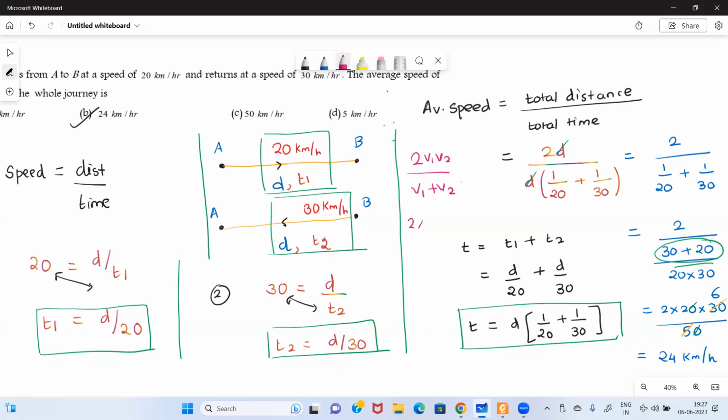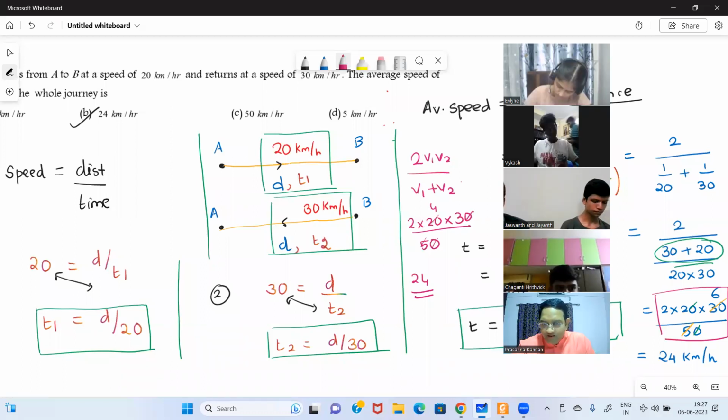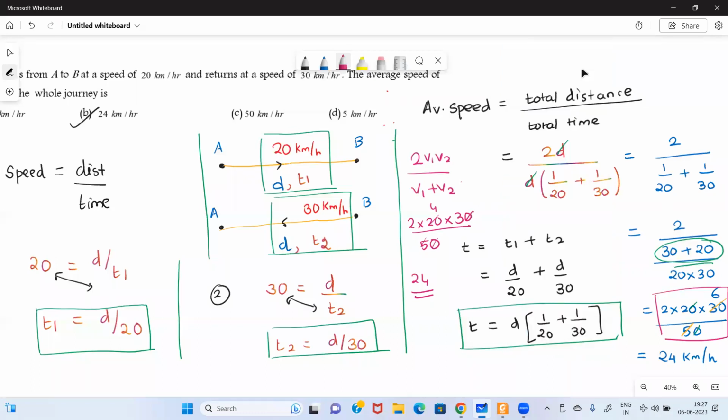So what would it be? 2 into v1. What is v1, guys? 20. v2 is 30. 20 plus 30, 50. We directly reach the step. So it is 2 into 4, 8, 8 into 3, 24. Did you understand, students? Clear? All right, awesome. I'll give you a minute and then we'll move on to the next question.